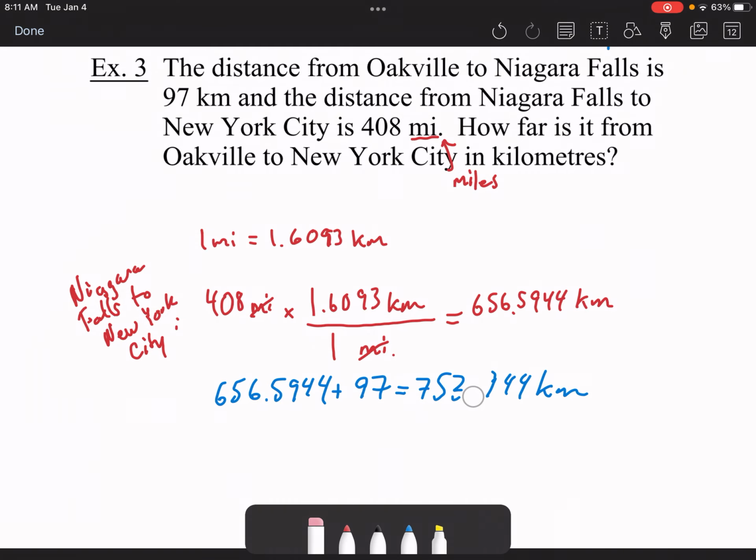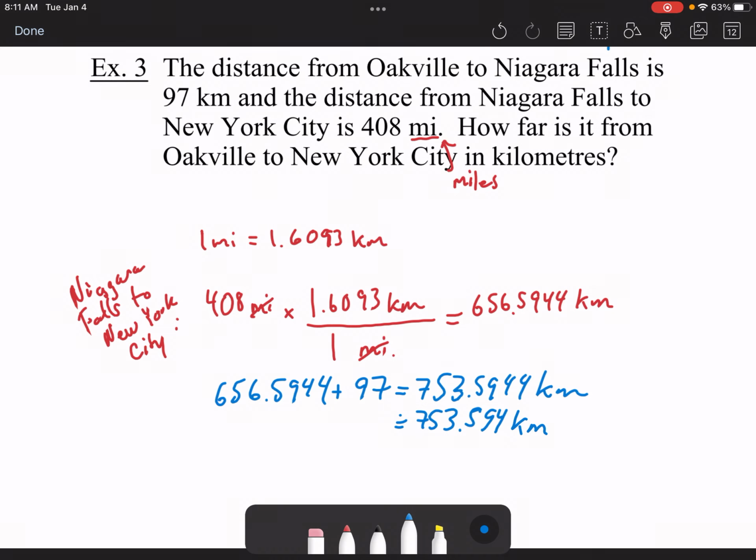Sorry, let me fix that. There we go. And again, if you want to round, you should only approximate at the end of all your calculations. So if I wanted to approximate this, I would approximate it now. I would not approximate halfway between our calculations.